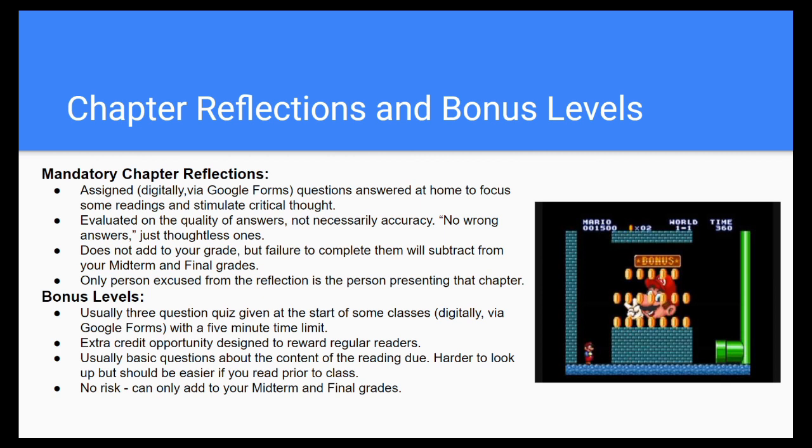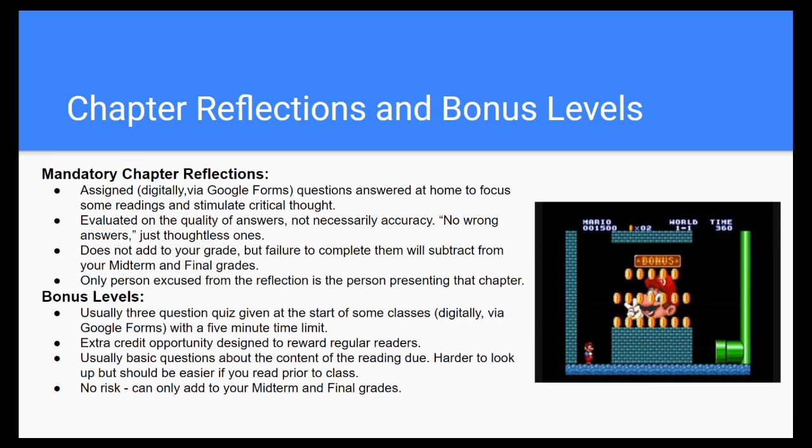It is an extra credit opportunity with no downside. It is only designed to reward people who read regularly and come to class on time. The questions will be very basic and are usually very easy to answer if you've done the reading prior to class, but will be more challenging to just look up in the 5-minute time frame.